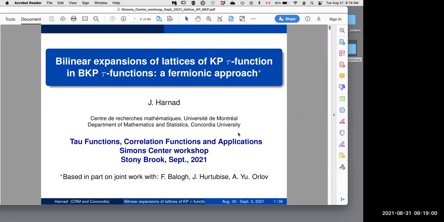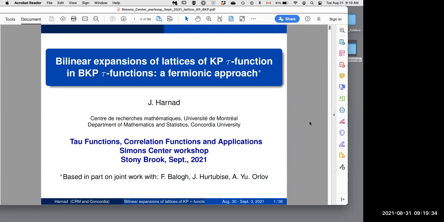And this has a deep geometric meaning in terms of spinors and Grassmannians and orthogonal, I mean, isotropic with respect to a quadratic form orthogonal Grassmannians. And then we realized that this actually generalized a lot of results that were known about Schur functions and Q-Schur functions, and in fact extended to characterize relations between general lattices, Schur lattices of KP tau functions and BKP tau functions.